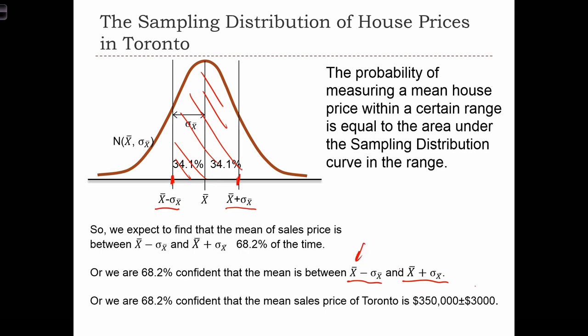Now, we can plug back our values of x bar and sigma, and therefore, based on our sample of houses in Toronto, we can be 68%, or 68.2% confident, that the mean sales price of houses in Toronto is $350,000 plus or minus $3,000. So here's 350 minus 3,000, so 347, and here's 350 plus 3,000, $353,000. So we can be 68.2% sure that the average house price in Toronto is within this range. What we've just done is we've calculated the confidence interval for a confidence level of 68.2%.